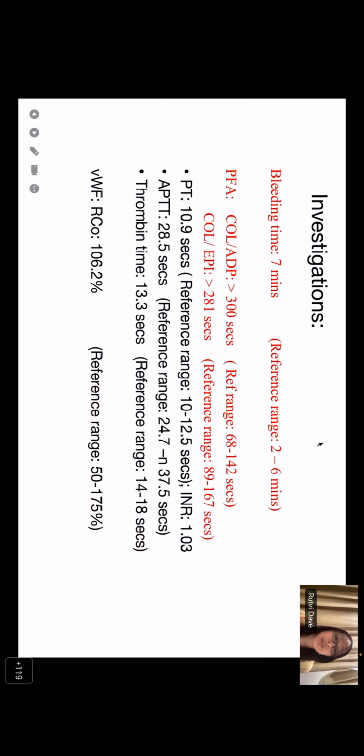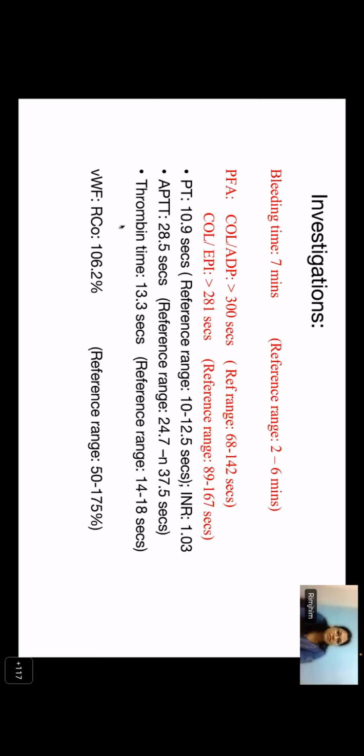So coming back to our patients, just showing you the screening tests for primary hemostasis, bleeding time is 7 minutes, prolonged. PFA 200 is also showing a prolonged closure time. PT, APTT, and thrombin time are normal. You all mentioned that von Willebrand disease could be a possibility. So we performed von Willebrand factor ristocetin cofactor assay, which is the functional test for von Willebrand disease, which is also normal. So what is your possible diagnosis based on this?